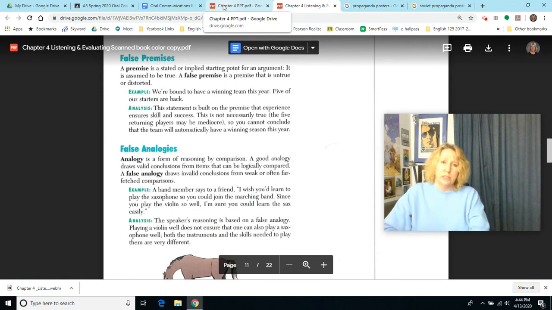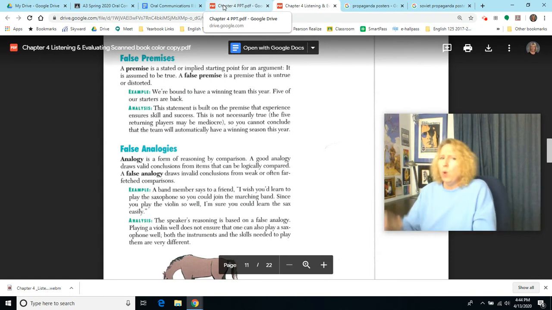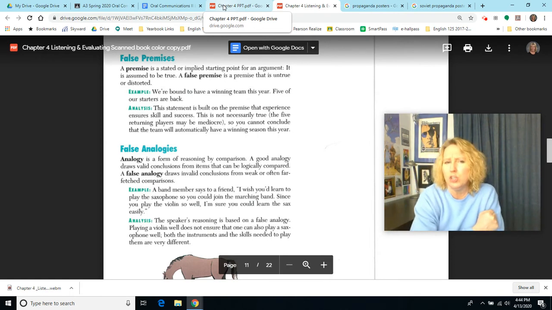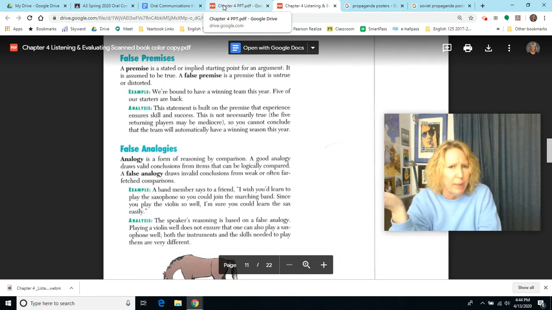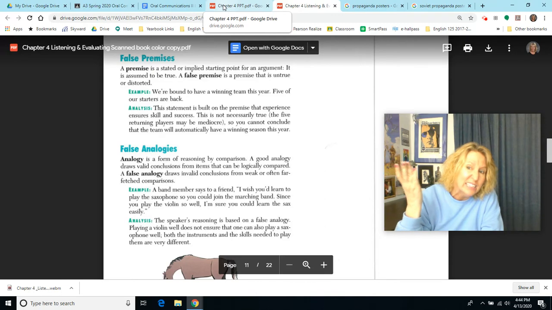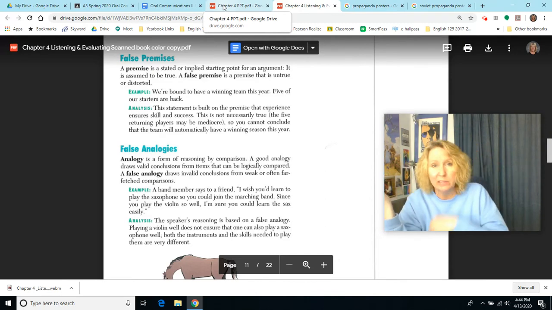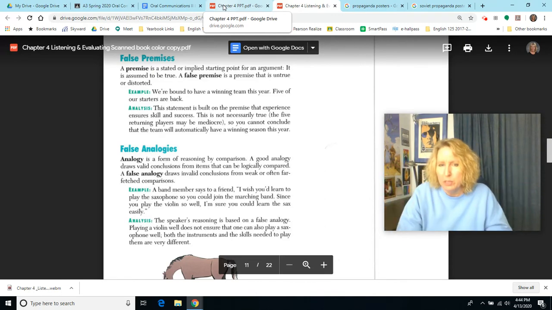So here's a great example. I think you're going to get it. It says, you know what? We're bound to have a winning team this year. 5 of our starters are back. But this statement is built on a premise or an assumption that just because you have experience, you have skill, and that you're going to be successful. But this isn't necessarily true because those 5 returning players might have been mediocre in the first place. So it doesn't necessarily logically connect that you're going to win the championship or whatever, right?